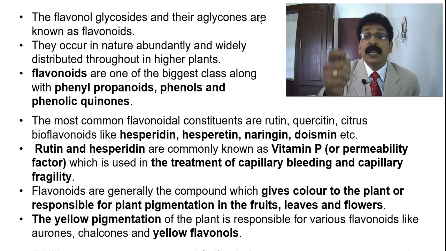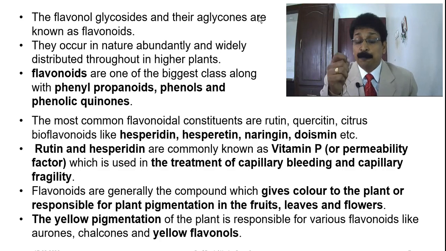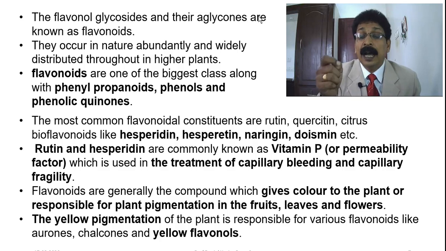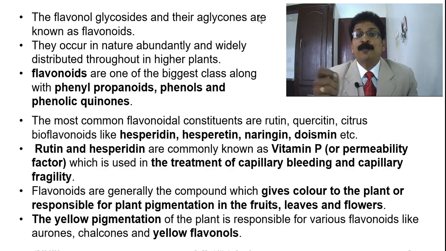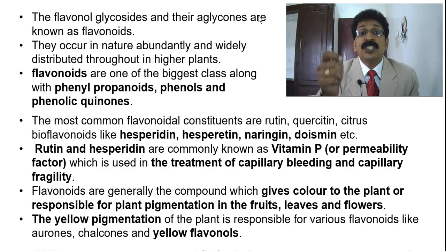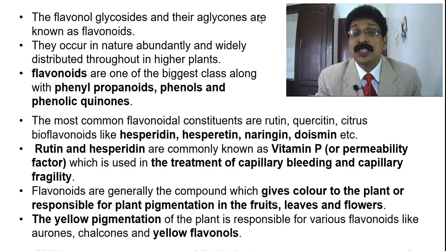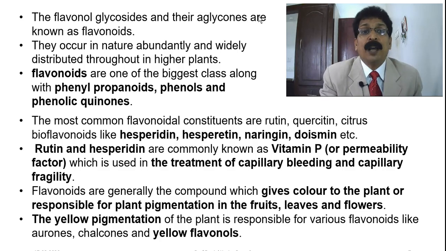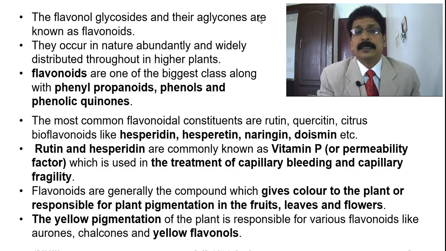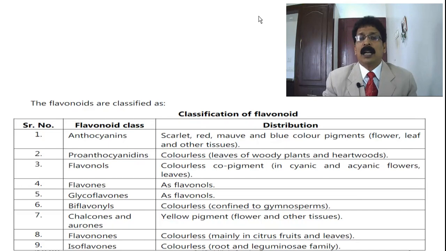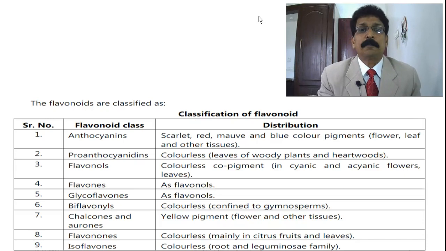And before that we have also mentioned hesperidin, naringin and diosmin. These all are the most commonly available flavonoidal constituents. They are also bioflavonoids which are present in the higher plants. And now we are coming to the classification of flavonoids.